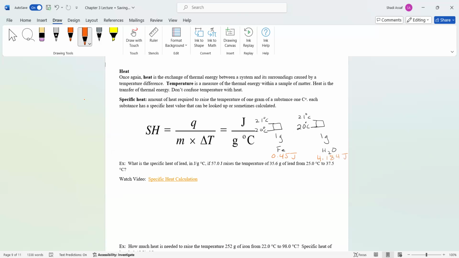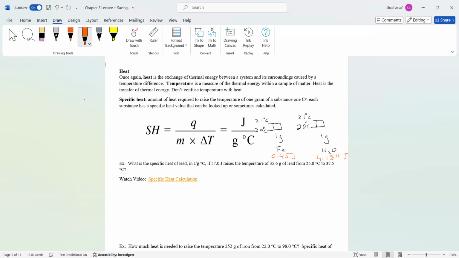So again, that's what specific heat is. It's the amount of heat required to raise the temperature of 1 gram of a substance 1 degree Celsius. This is exactly what we did. So notice the difference in the amounts, a huge, huge difference. All right, let's talk about the specific heat equation and then move our way to the questions. So this will be a slightly longer video because we have two questions to tackle here.